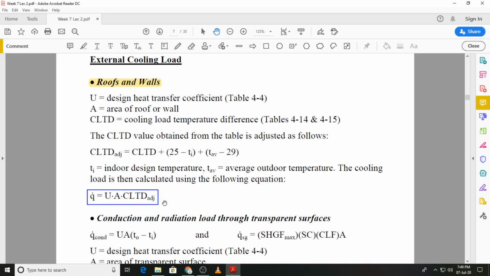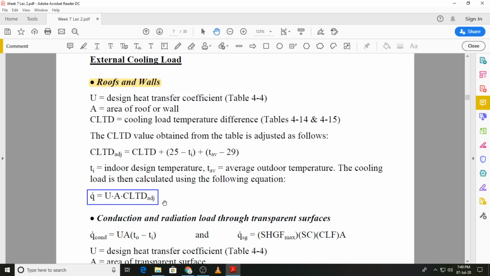When we look at the tables to read the value of CLTD, the table numbers are given, and we will go through an example in which I will show you how to use those tables. For the time being, we'll just go through the equations and the process of using those equations. So for a particular roof or a wall, the U value will be given to us, or we can find it ourselves if we know the construction of that particular roof or wall. A will be the surface area through which heat transfer takes place. That can also be obtained from the plans of the building.